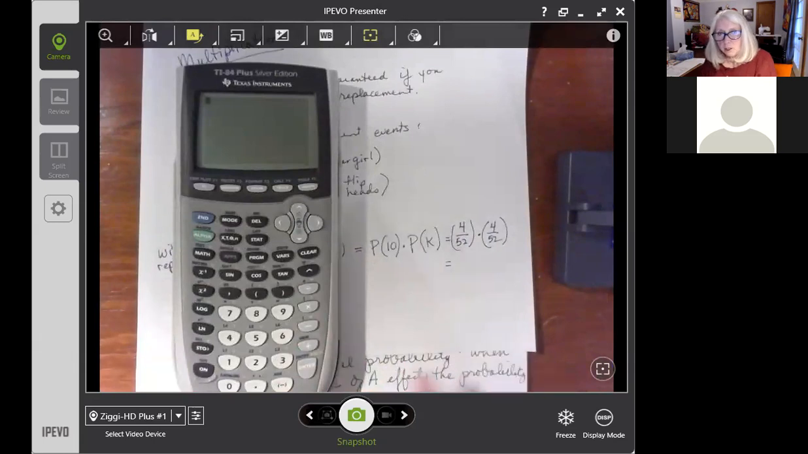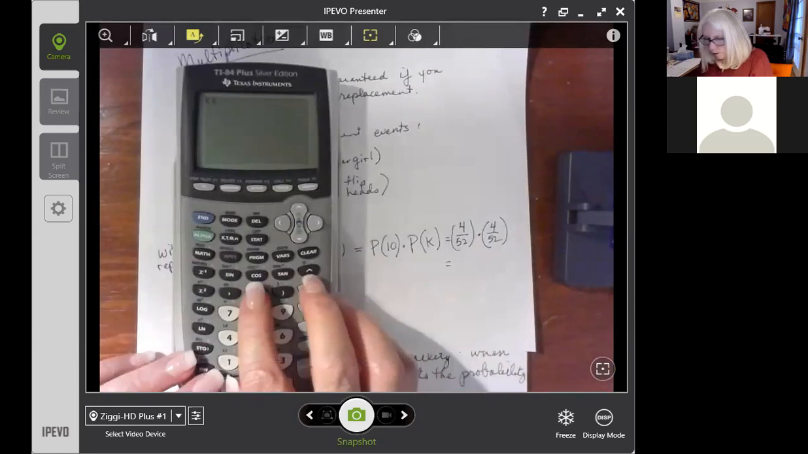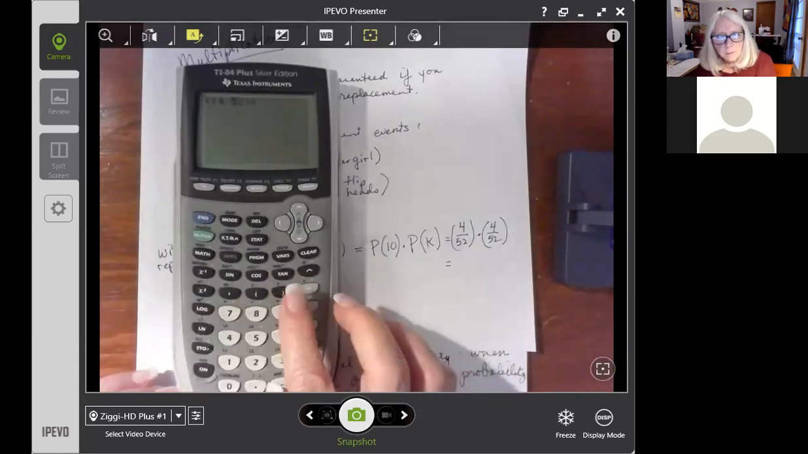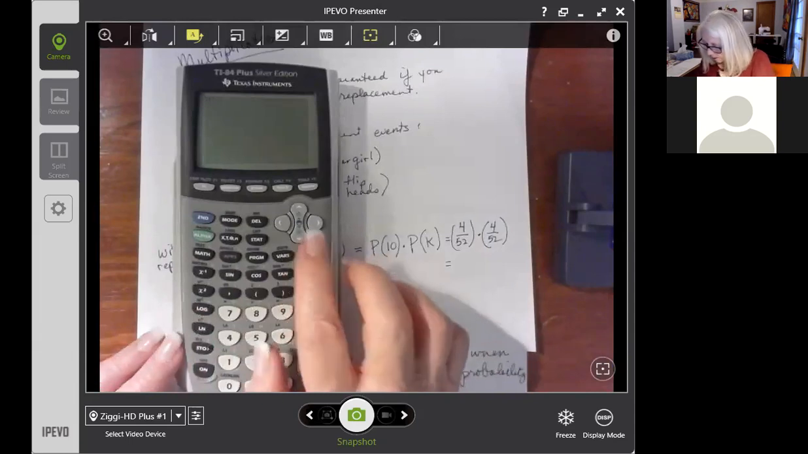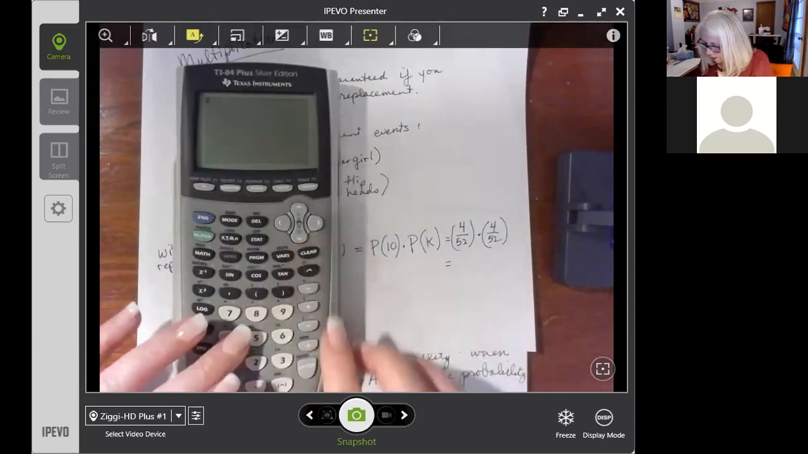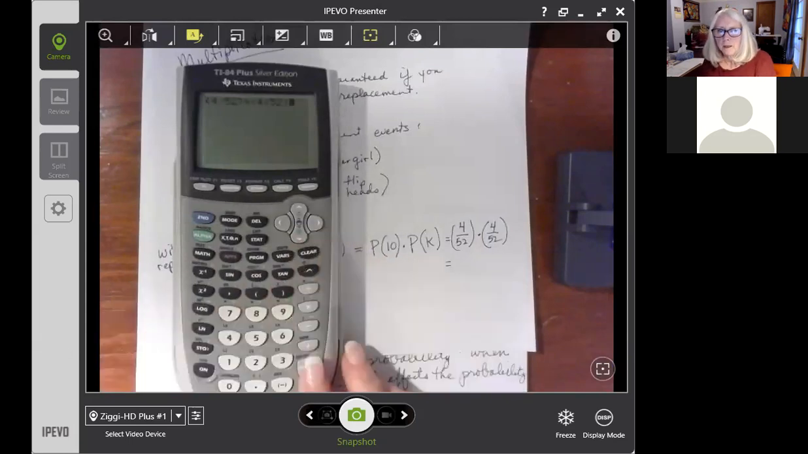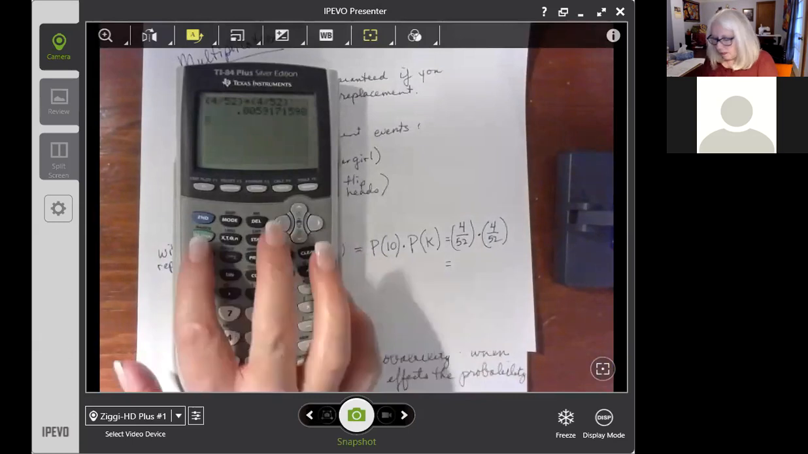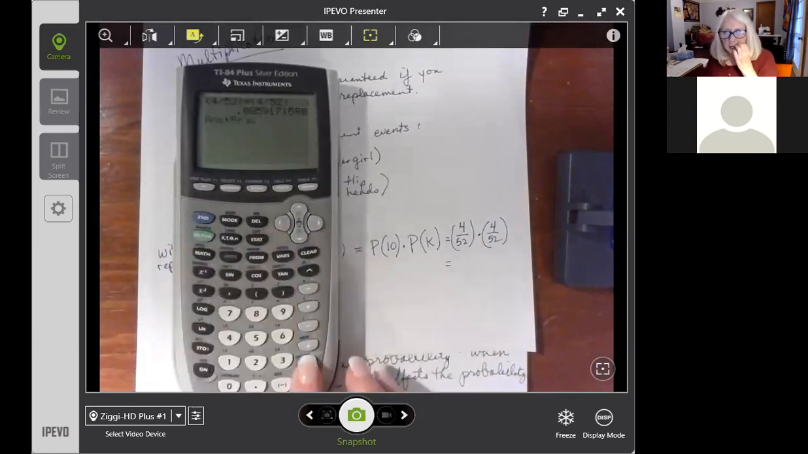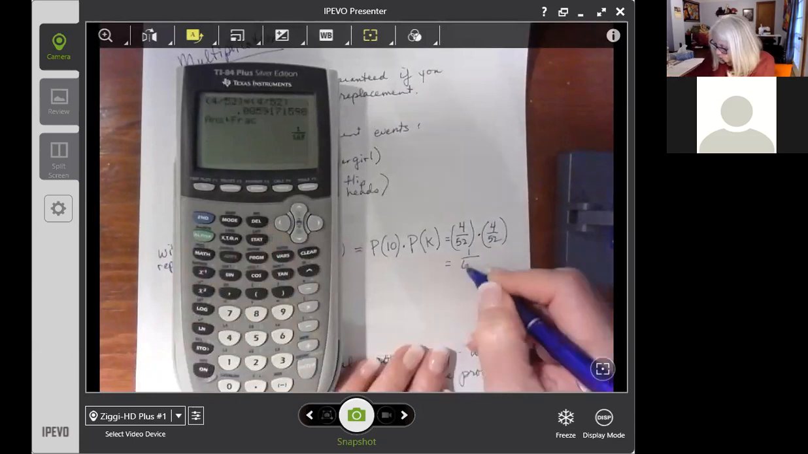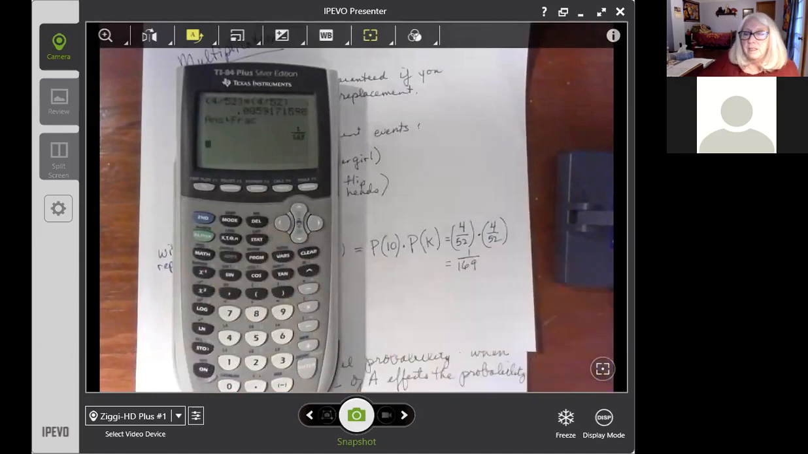So just do parentheses 4 divide 52 times, whoops, sorry, apparently I've got an extra parentheses there. Okay, parentheses 4 divide 52 times parentheses 4 divided 52. There's my answer as a decimal number, and then hit math, enter, enter, and there's my answer as a fraction. The completely reduced fraction is 1/169th.